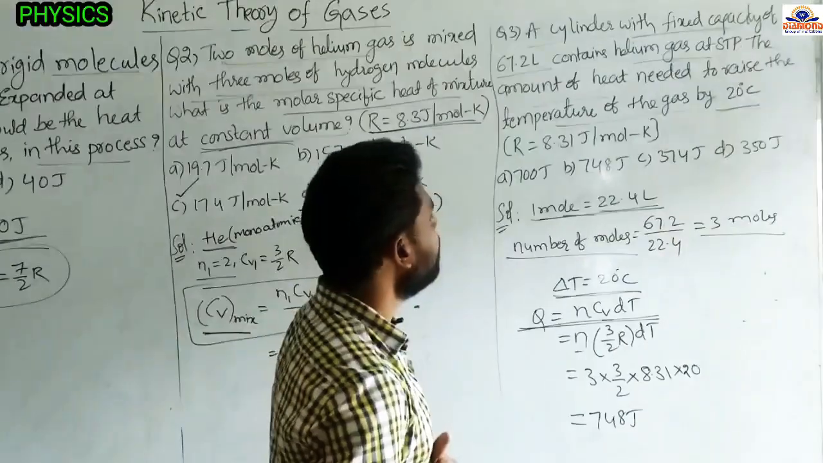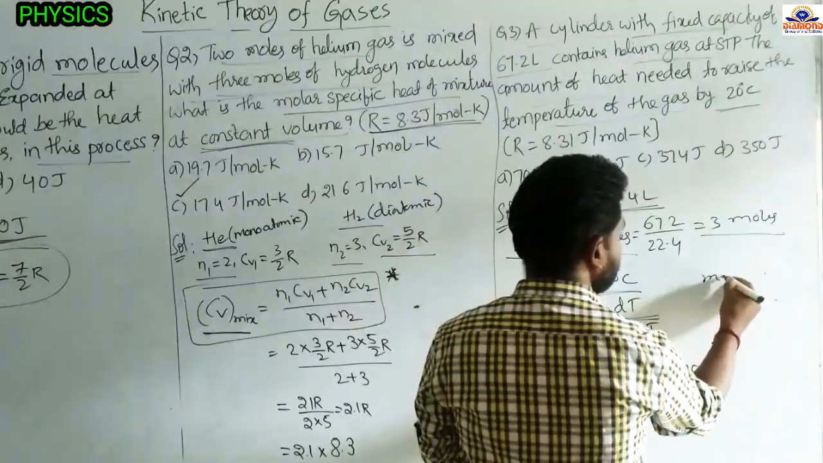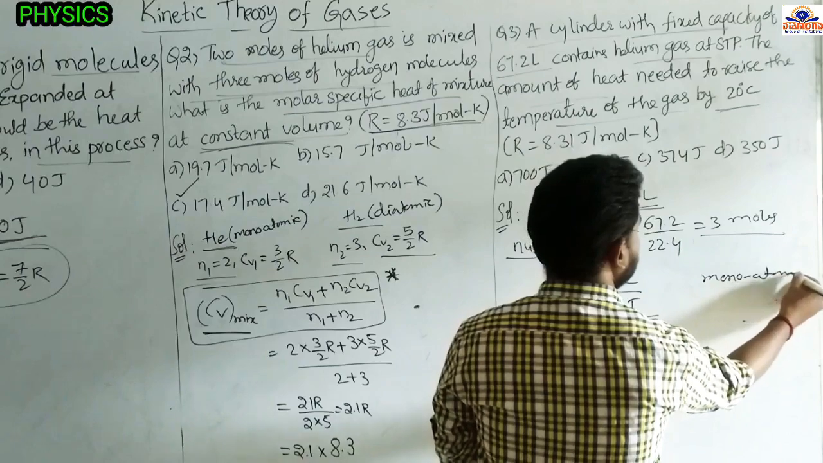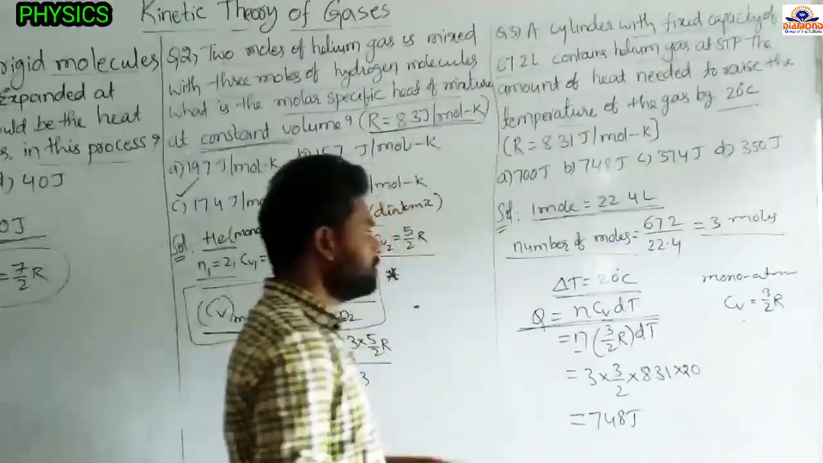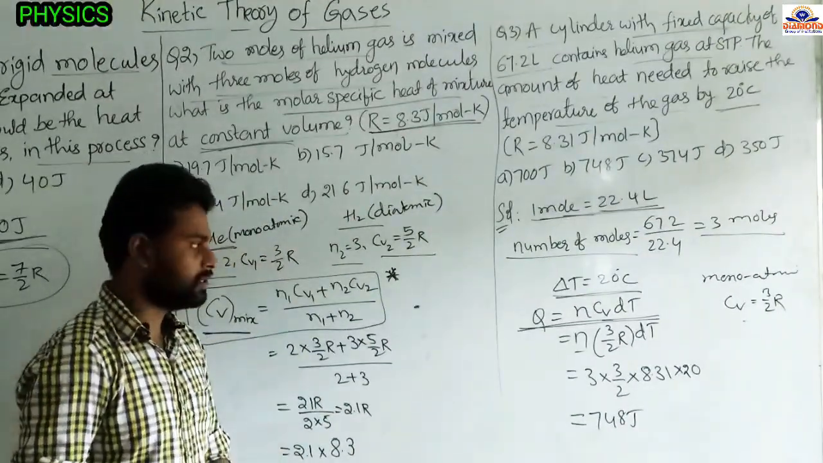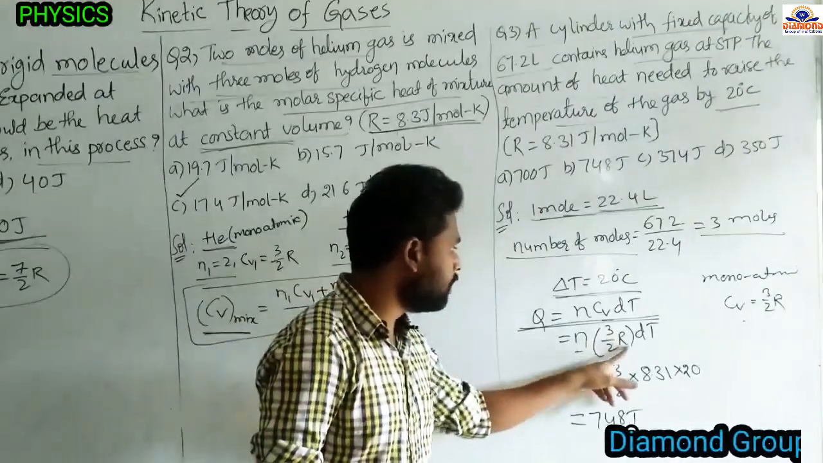So here they have given helium gas. Helium gas is a monoatomic gas. For a monoatomic gas, the Cv value is 3 by 2 R. Already we discussed that. So now substitute Cv value 3 by 2 R: n into 3 by 2 R into dT.